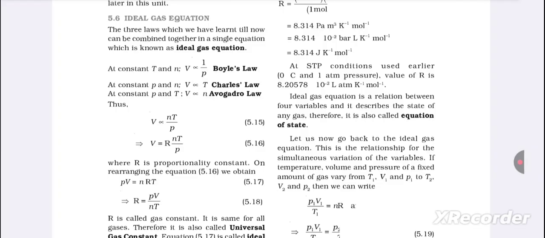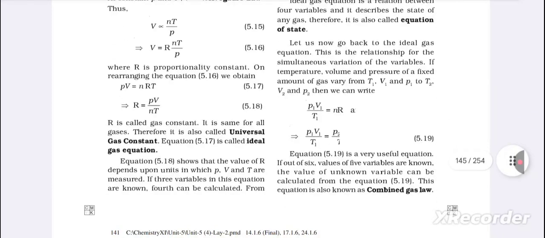On rearranging the equation, we obtain PV equal to nRT, R equal to PV by nT. R is called the gas constant. It is the same for all gases, therefore it is called the universal gas constant.